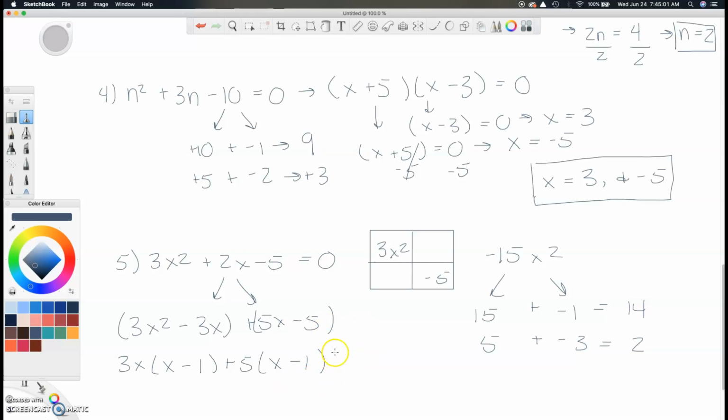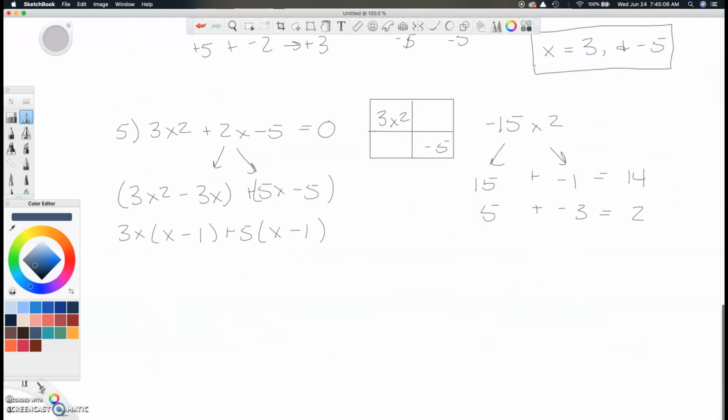So our factors then, I had to make a little room here. Our factors then, everyone, this is going to be one factor, and our second factor is going to be the combination of these two. So our two factors will be x minus 1 equals 0, and 3x plus 5 equals 0. We set each one of them equal to 0, so we get 3x plus 5 equals 0, x minus 1 equals 0.